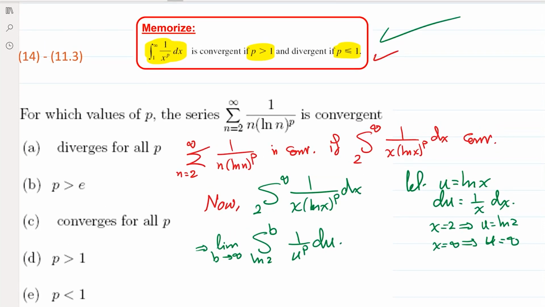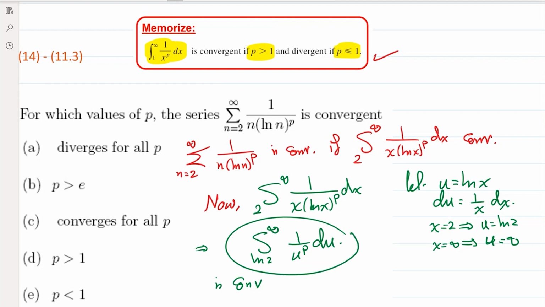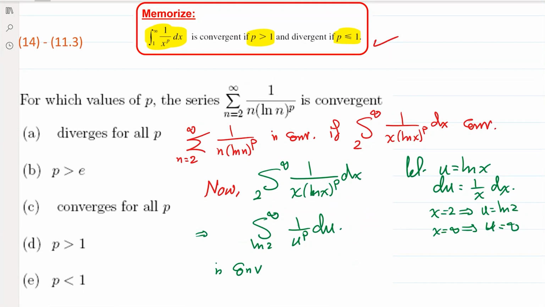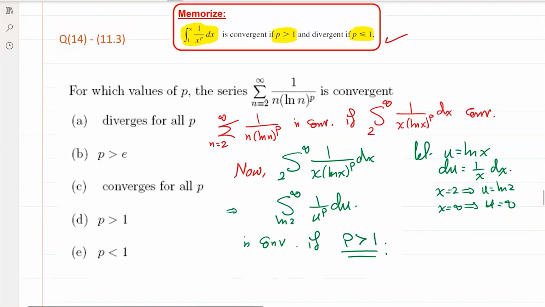Now look, where will it converge? This is because this is also infinity, right? This integral, from this rule, will converge if p is greater than 1. So the answer will be D. Because this integral will converge if p is greater than 1, which means the series will converge when p is also greater than 1. Yes.